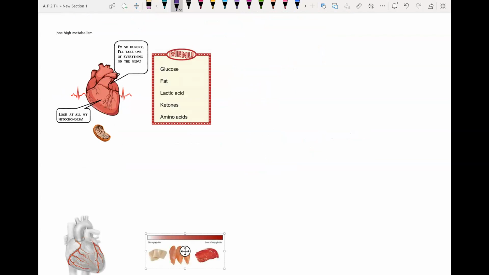Now we're going to look at the energy needs of the heart. The heart has a very high metabolism, so it uses lots of ATP.